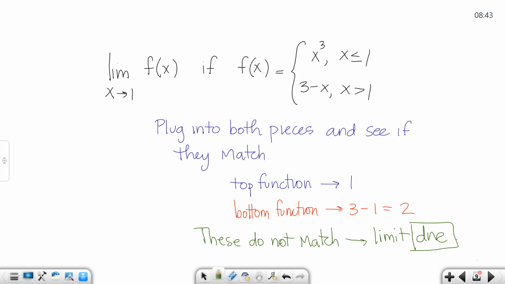Now, another thing, just making sure you're understanding where I'm coming from, I'm asking as the limit approaches 1. So the reason I'm plugging in 1 is because of this little feature right here. That's why I'm plugging in 1. Plug in 1 into the top, 1 cubed gives me 1. Plug in 1 into the bottom, 3 minus 1 gives me 2. They do not match. My answer is does not exist.